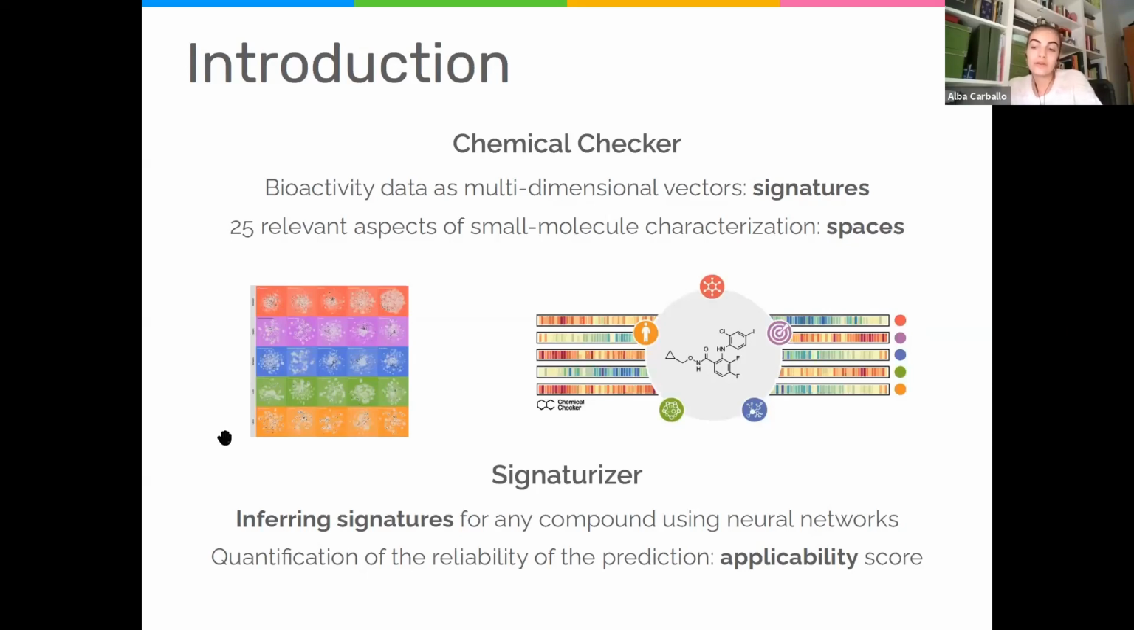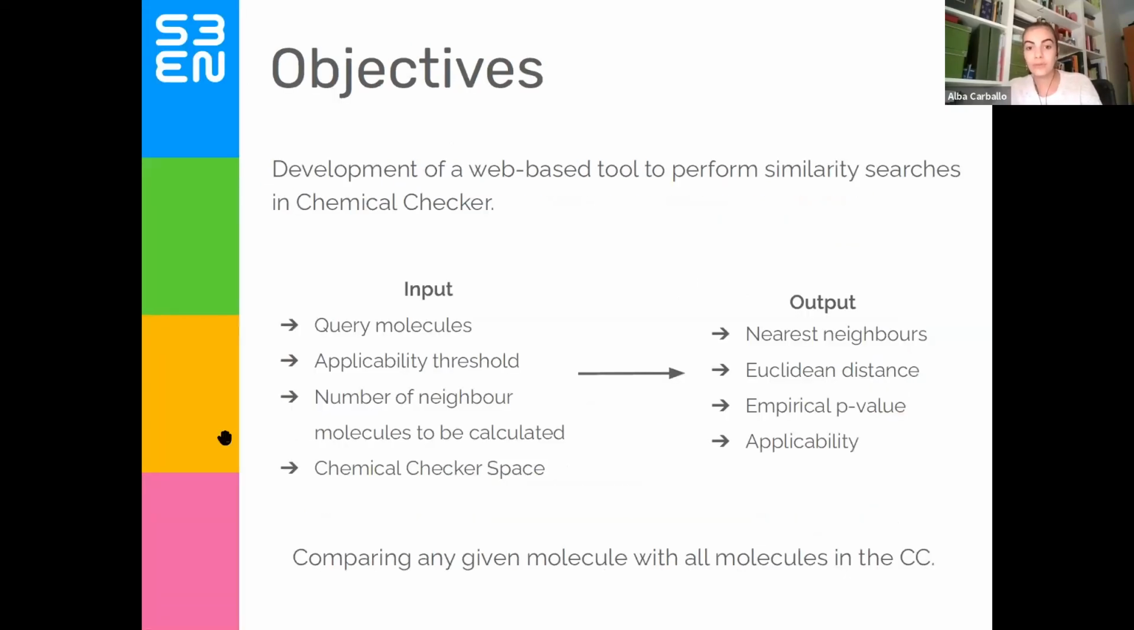So this is going to be a prediction, and this prediction comes along with an applicability score that informs us of the reliability of this prediction. The idea of my project was to develop a tool to perform similarity searches in the Chemical Checker. What we are going to get is some query molecules as an input, accompanied by an applicability threshold, and also the number of neighbors that we want to calculate for each one of these query molecules.